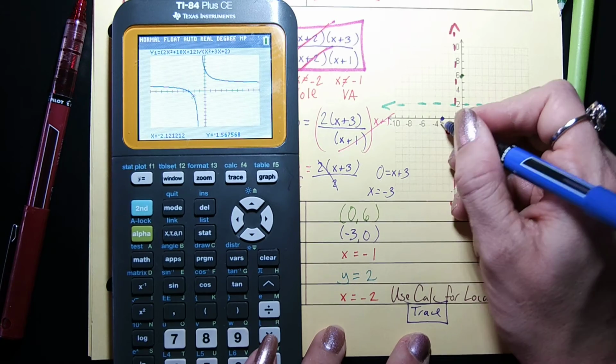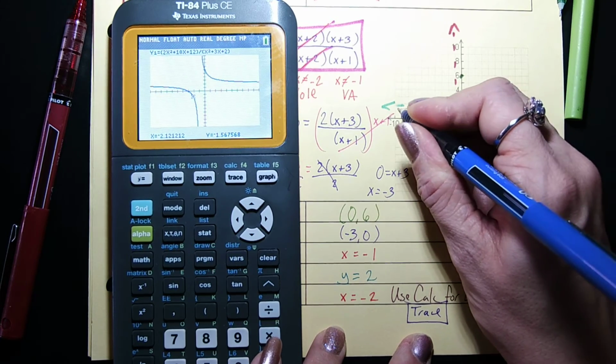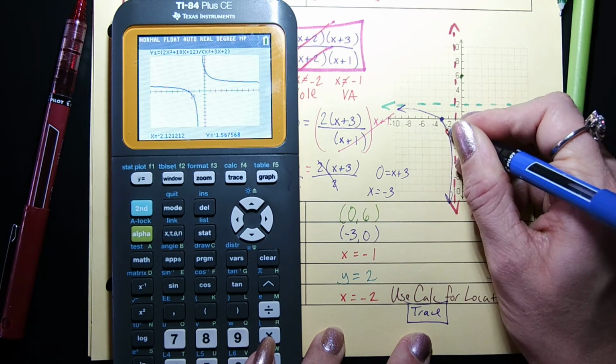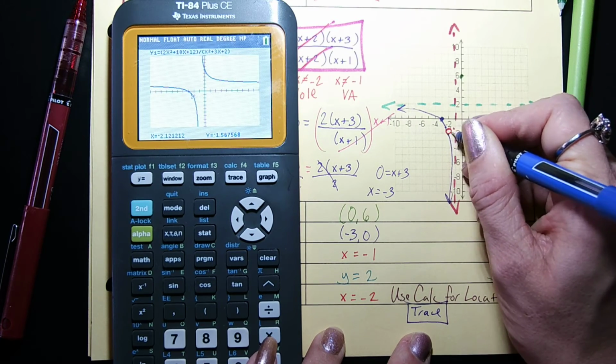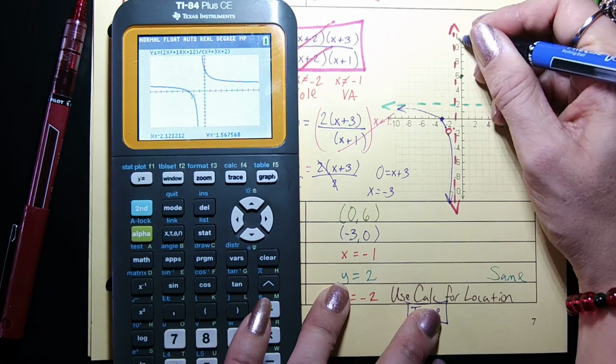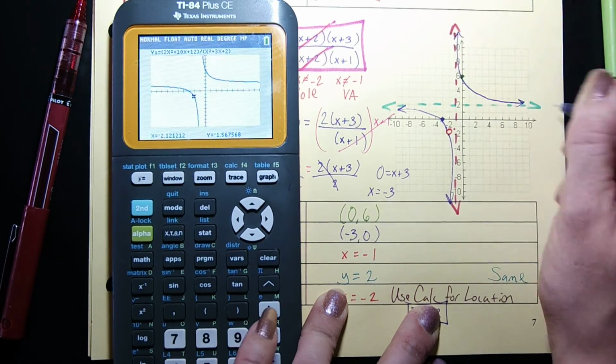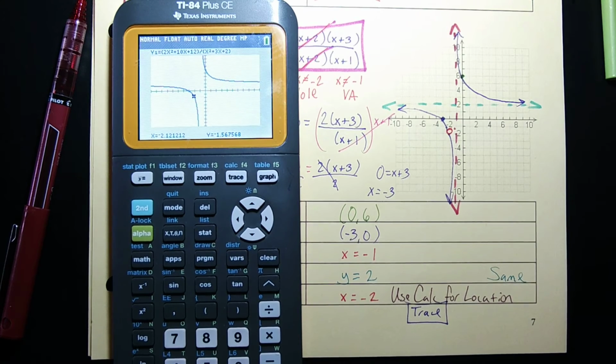So then, sketching our graph up to the horizontal asymptote, down to the hole, and again, we're not going through the hole. That is an open space where it is not defined, and curving up and down towards the other asymptotes. And that is our graph.